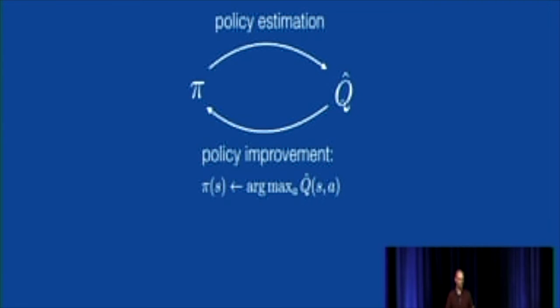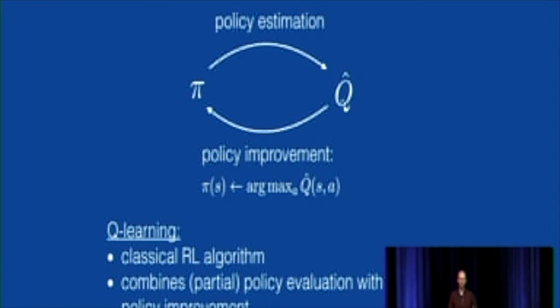A more general way is you actually don't have to do full policy estimation and full policy improvement, but you can also make a very small step in the right direction. And this is, for example, used by a classical RL algorithm called Q-learning, which combines a partial policy evaluation step with a partial policy improvement in a single update by using the update target that you see below. It uses the reward plus gamma times the maximum Q value of the next state. By using that update target, you're combining policy estimation and policy improvement in a single step.